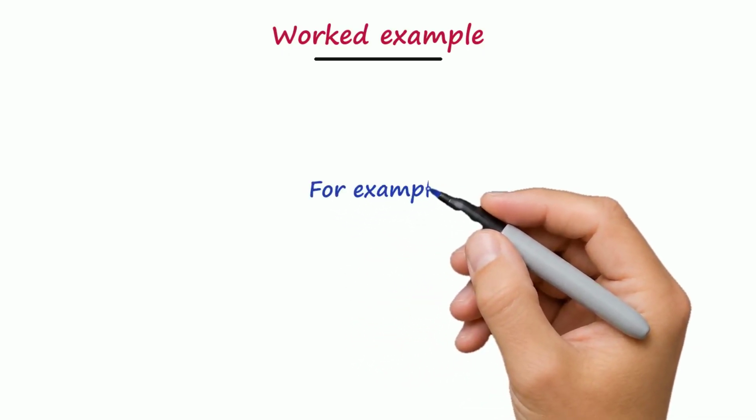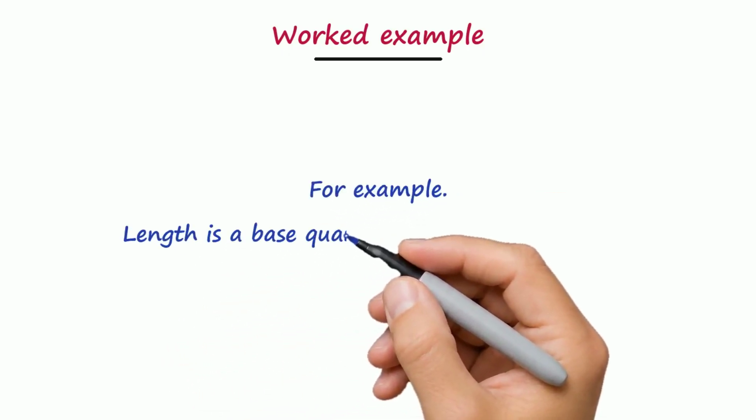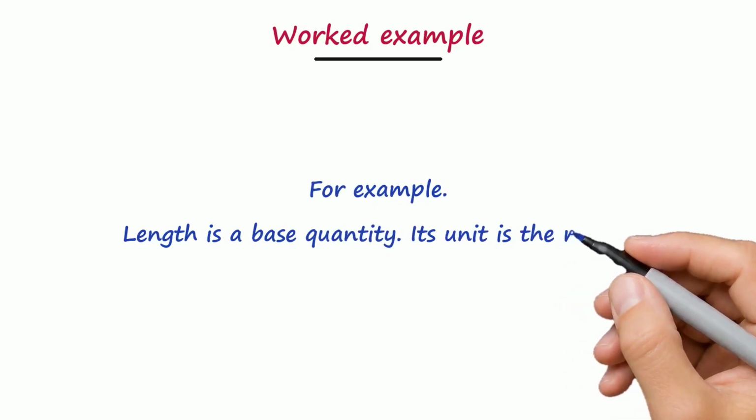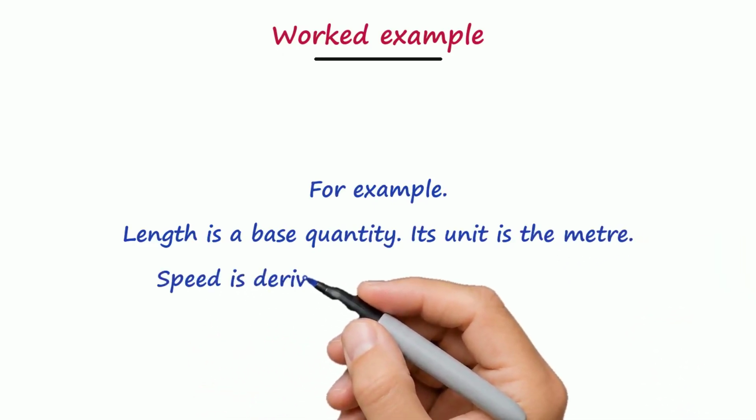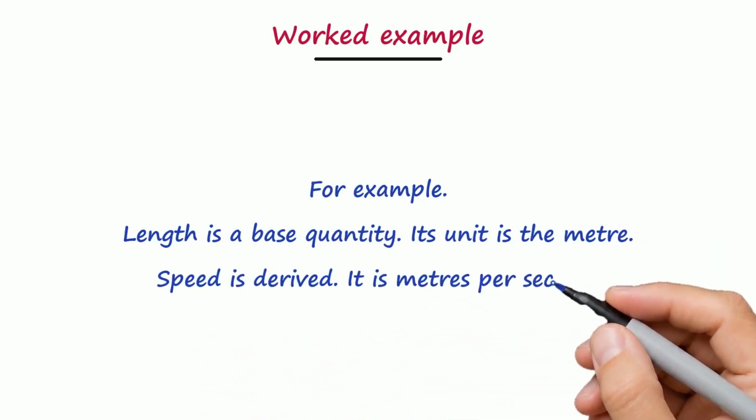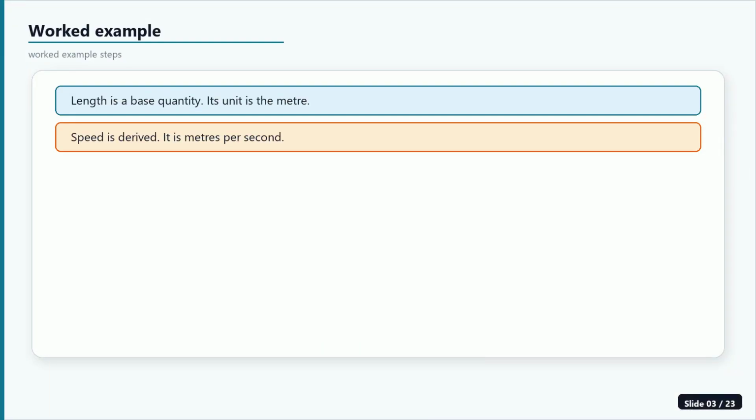For example, length is a base quantity. Its unit is the meter. Speed is derived. It is meters per second. Watch the numbers land in the matching symbols. Check that units cancel cleanly. If they do not, the setup is wrong even before the arithmetic.